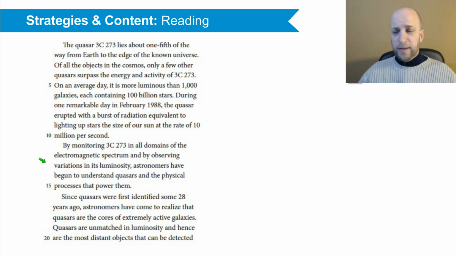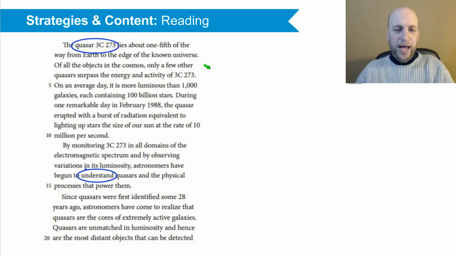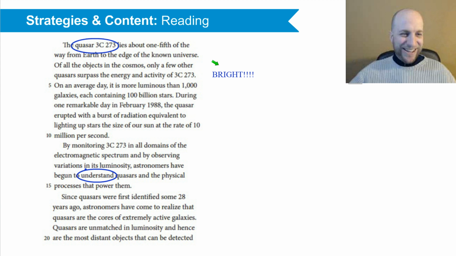As we continue on, let's take a peek here. What's important from this paragraph? By monitoring 3C273 in all domains of the electromagnetic spectrum, by observing variations in its luminosity, astronomers have begun to understand quasars and the physical processes that power them. So what you might do is say, all right, that's just one sentence, I probably don't want to take a whole note on that. But what if I just do this? And again, for that first paragraph, you might say, all right, this quasar seems to be really important. And then you might scream to yourself off to the side, it's bright. It's bright. All right, let's keep rolling along.